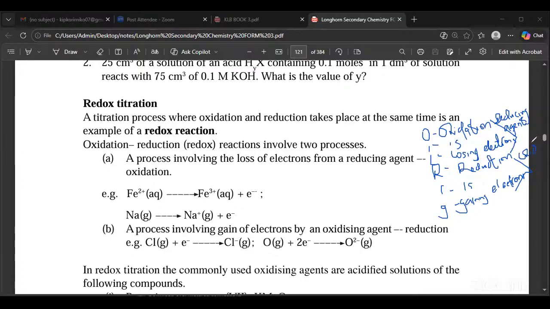Just hold on to these. For today, I want you to hold on to oil rig. Oxidation is losing of electrons. Reduction is gaining of electrons. The one that undergoes oxidation is the reducing agent because it has taken something from the other one. The one that undergoes reduction has given out something, it has been reduced, so it is an oxidizing agent.